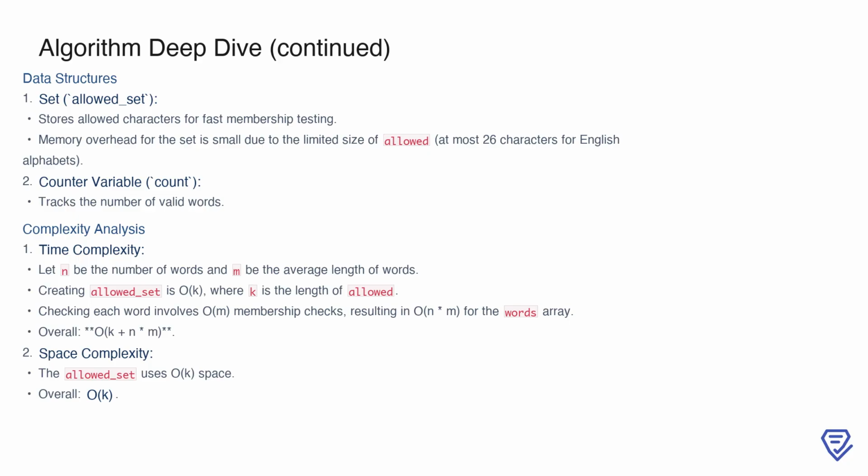For space complexity, the allowed_set requires k space, and since everything else is constant, the overall space complexity is k. This makes the solution both time and space efficient for the given problem.